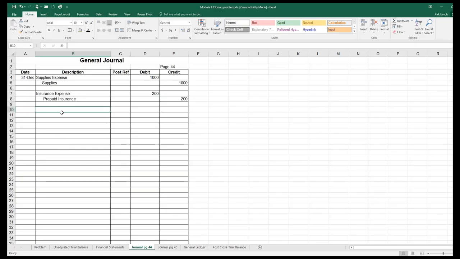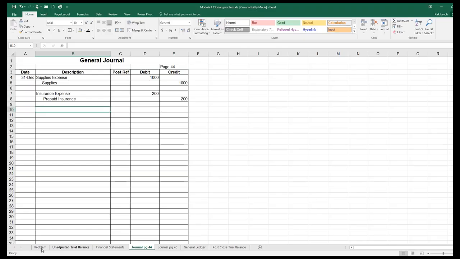Just as a review, see in our journal here, when we're journalizing, I skip a line in between each journal entry, and each one has at least one debit and at least one credit, and our total debits equal our total credits. Our debits are on top, and our credits are below and indented to the right.